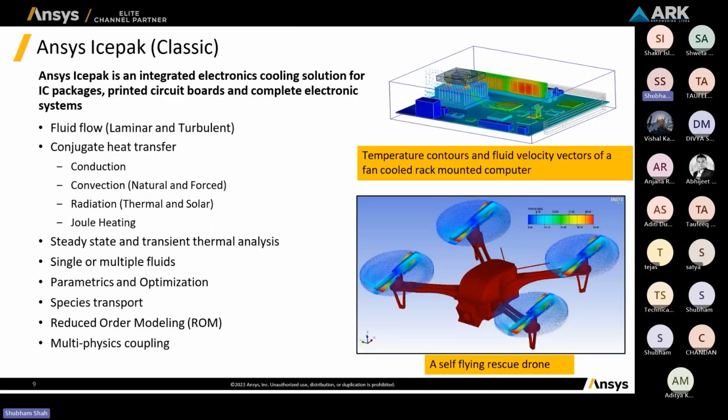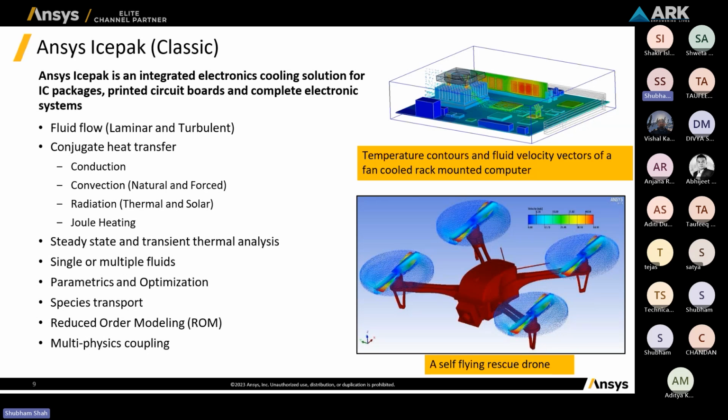So basically, this is what ANSYS has done in ANSYS Icepack Classic, the two simulations which you are seeing, the simulation of a drone and the system box. When we talk about any thermal management system, we want to focus on the thermal management side. So what are the different modes of heat transfer available? We already know that in Classic, all three modes of heat transfer are available. Apart from that, conjugate heat transfer is there.